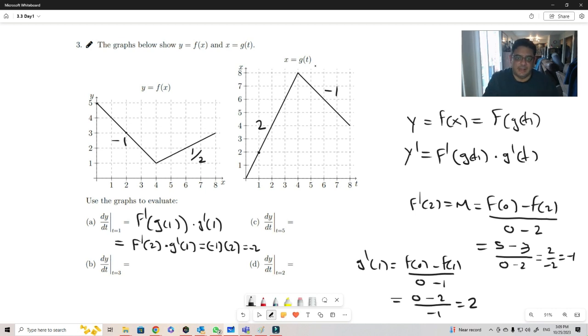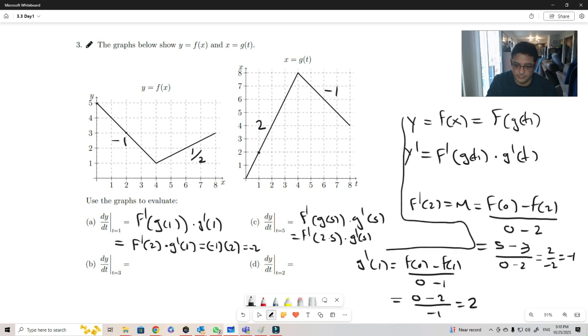Then the rest of this is exactly the same thing. Here we're doing f prime of g of 5 times g prime of 5. So what is f prime of g of 5? It is 2.5, and thanks to that, 2.5 is over here. So f prime of 2.5 is minus 1. And g prime of 5, notice, is this minus 1 here.